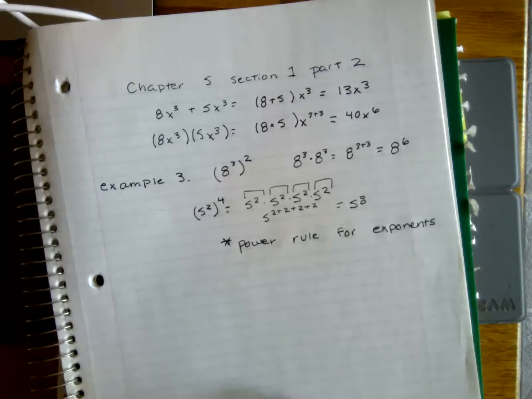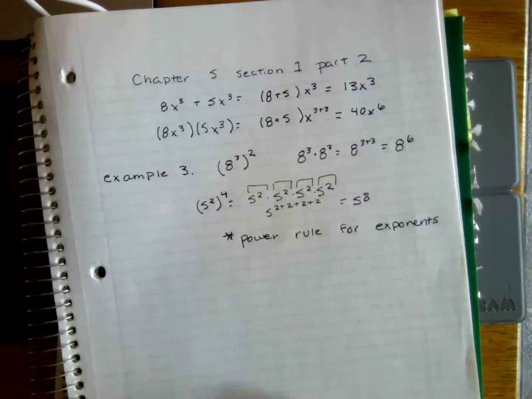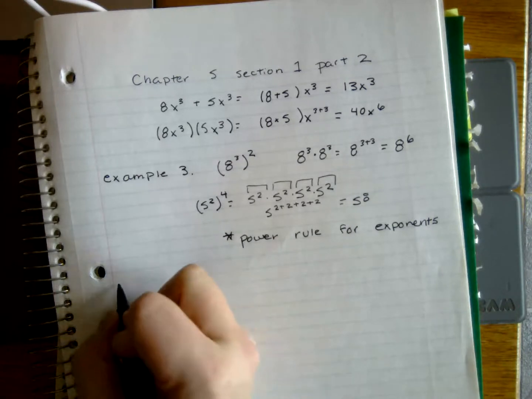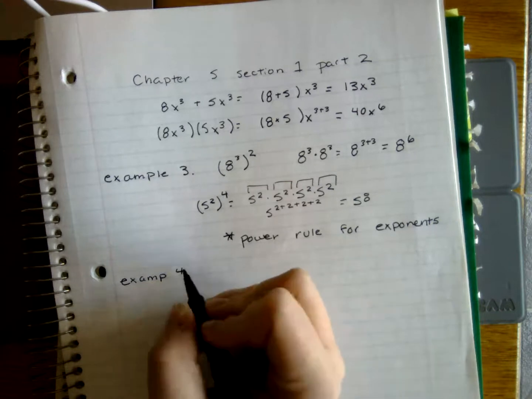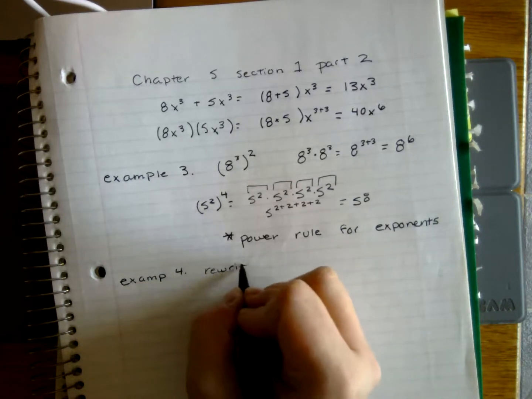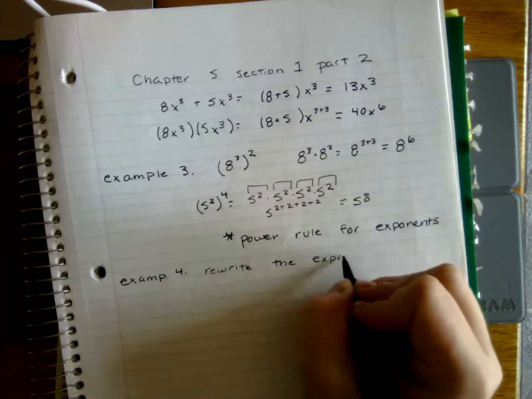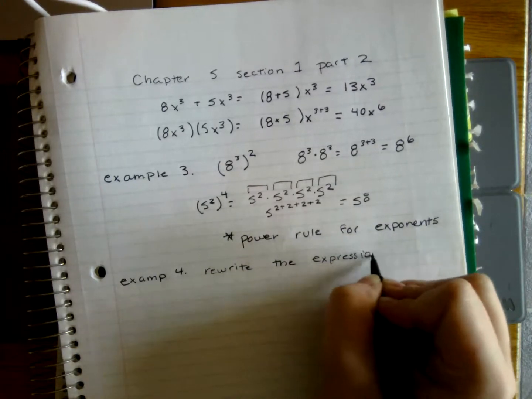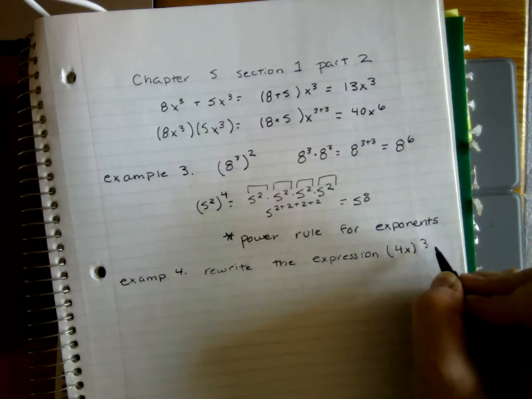So the next thing we are going to do is we are going to rewrite the expression. This is going to be example 4. Rewrite the expression for 4x to the third.